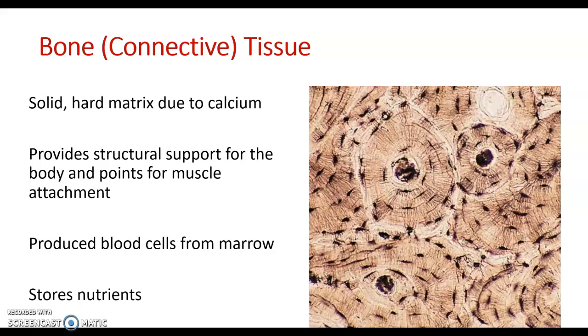And then blood cells are also produced from the marrow within our bones, and the bone itself is storing other nutrients in addition to calcium and phosphorus, like lipids. We're going to see that in our bone marrow as well, the storage of additional fat. We'll talk more about the shape and structure of bone tissue when we get to the skeletal system.